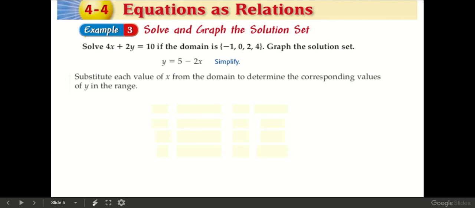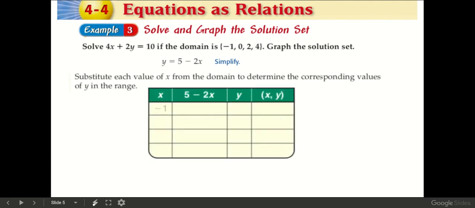So I'm going to first substitute the values in. I'm going to make a table. So here's my first x value, my first value of my domain, -1. I'm going to plug it into the equation for x. So 5 minus 2 times -1. So I'm going to multiply -2 times -1, which is +2. So it's like 5 plus 2, which is 7. So my first ordered pair is going to be -1, 7. Then I'm going to do 0, the next value in my domain. So I'm going to plug 0 in for x. 2 times 0 is 0. 5 minus 0 is 5. So the next ordered pair is 0, 5.